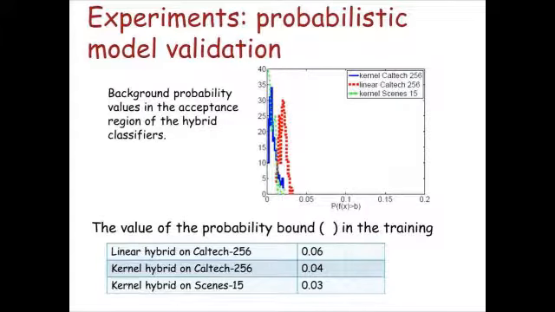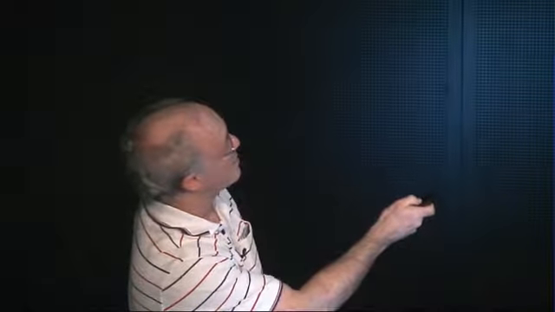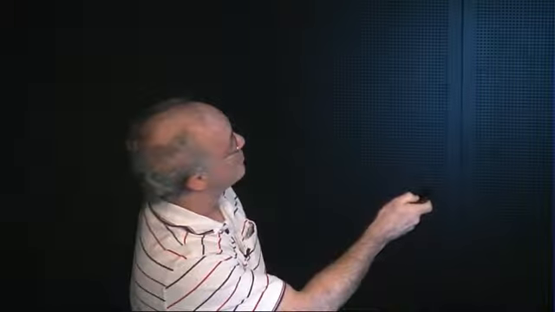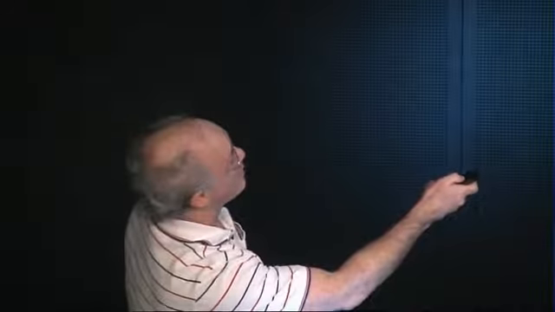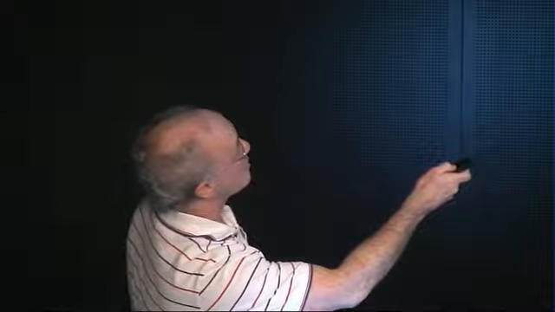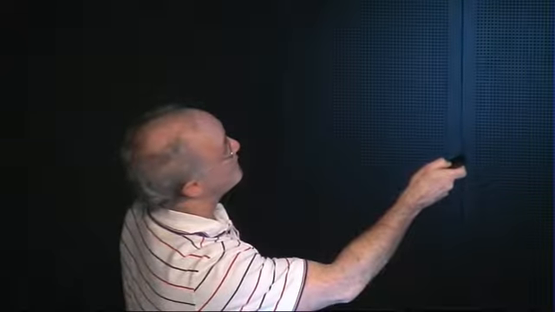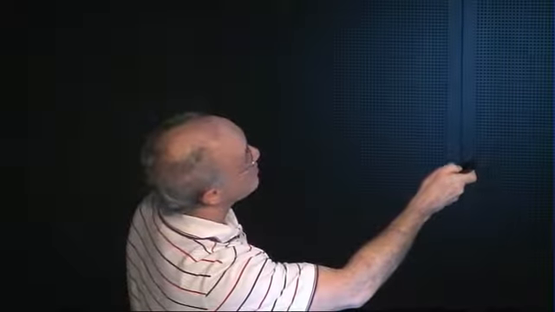This is the distribution of the probability of having a background image fall in the acceptance region, and as you can see, it's pretty small. The different dots correspond to different classes, because every class has a different classifier. So, for example, this tells you that if this was, I don't know, class number 5, then the probability of the background to be accepted was 0.02 or something like that.